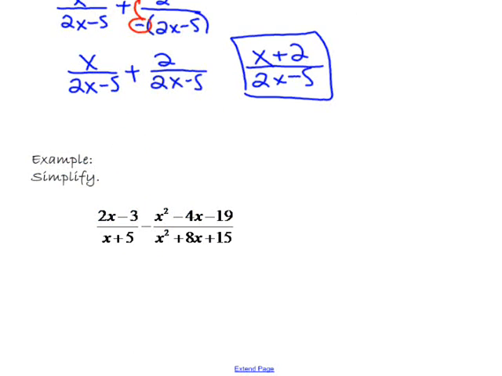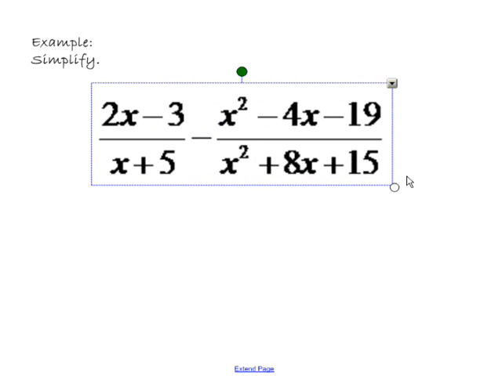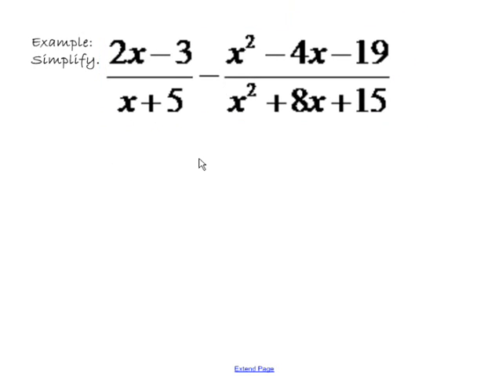All right, this one's going to be a little bit more involved. We see again that it's subtraction. So when I add up, this is really in parentheses, so I need to apply that minus sign to everything that's up there. So I'm going to change this to plus. This becomes negative x squared, positive 4x, and positive 19.